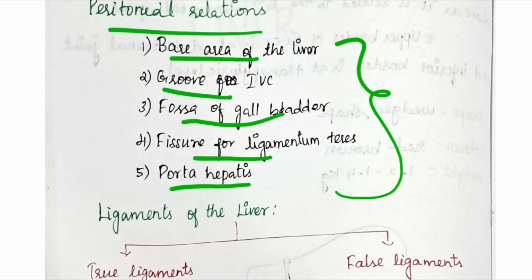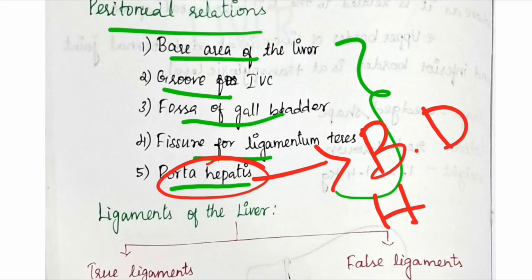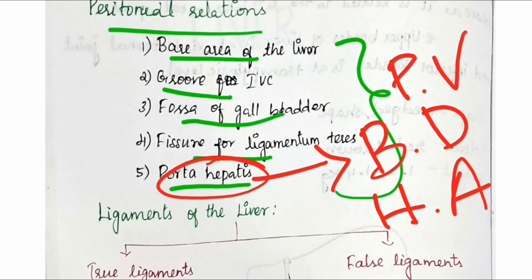To know something about the porta hepatis, it consists of the bile duct, hepatic artery and portal vein. All these together are known as the porta hepatis. So the porta hepatis consists of the bile duct, portal vein and hepatic artery.